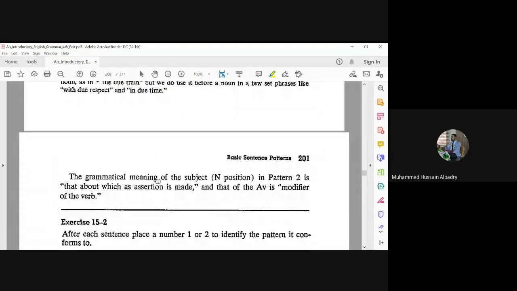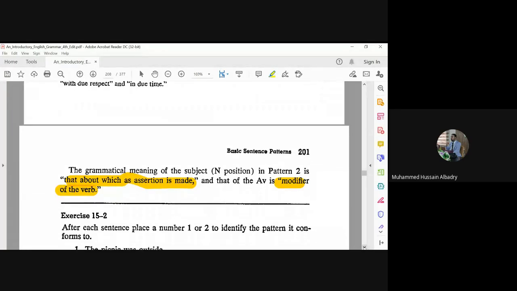هنا شنو grammatical meaning of the subject in button 2? That about which an insertion is made. كان توكيد يعني يصير عليه. What, for example, he is out. Where is he? He is out. And adverb is what? Modifier of the verb. Just the grammatical meaning. Modifier of the verb.